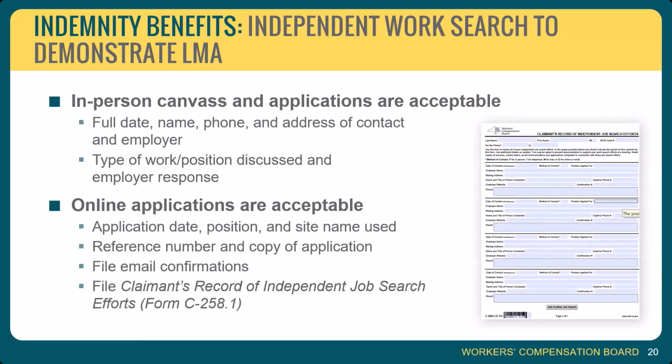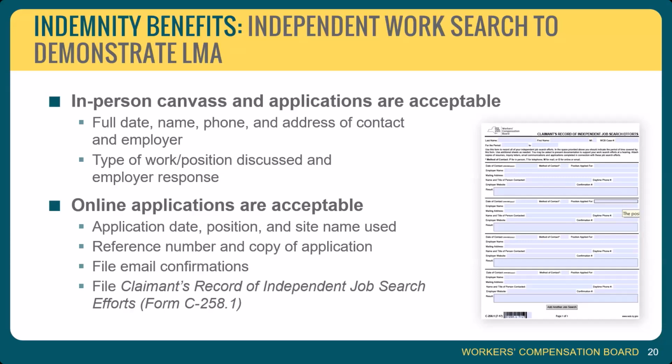But what you do is you apply for your positions and then you fill in the form C-258.1, which is also on screen. And you see these bullets? This is just some common sense. You probably want to include the date that you applied and the name and the phone and the address of who you contacted and what was the position and what was the employer's response.